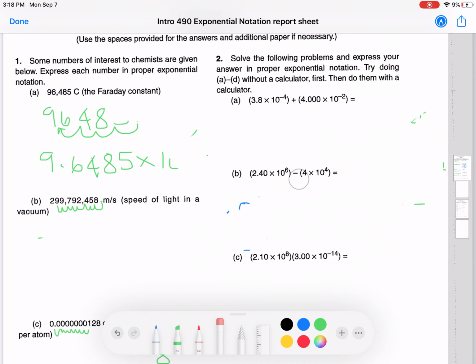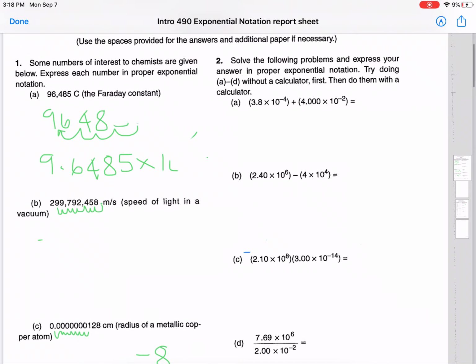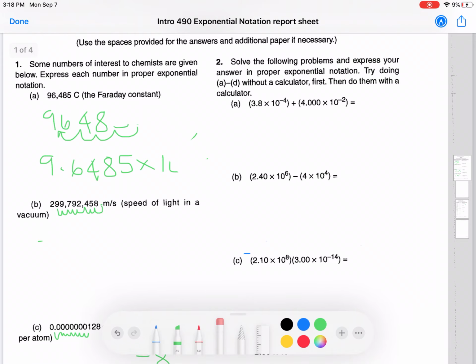First, we made both of those into the same exponent. And then the next one is a subtraction: 2.40 into 10 to the 6 minus 4 into 10 to the 4. So we want to make sure both of them have the same exponent. If you're going to keep the 10 to the 6, then we need to change the other one. So we have 4 into 10 to the 4, and we want to make it 10 to the 6.